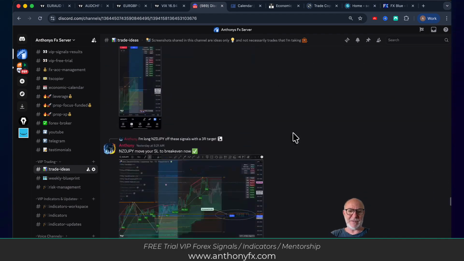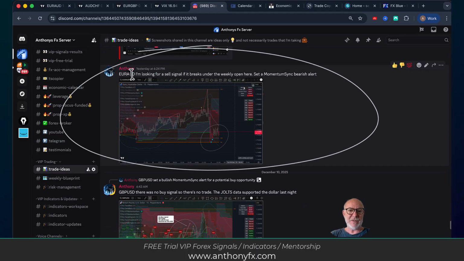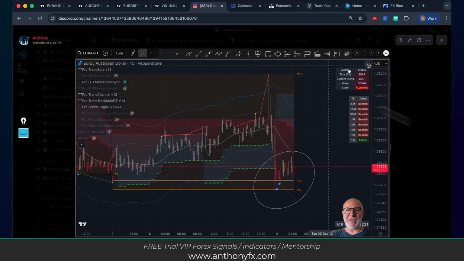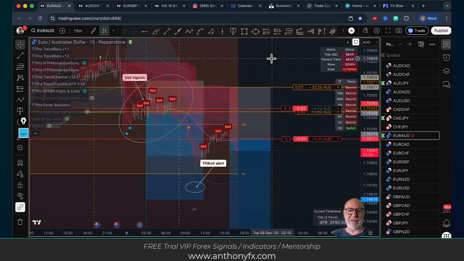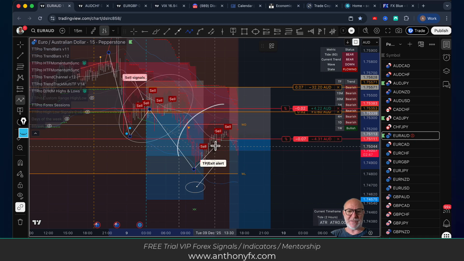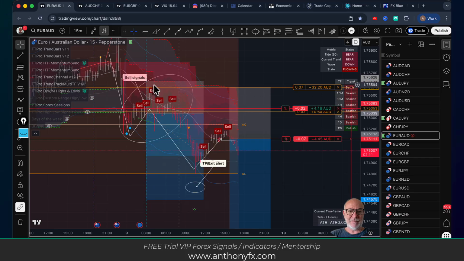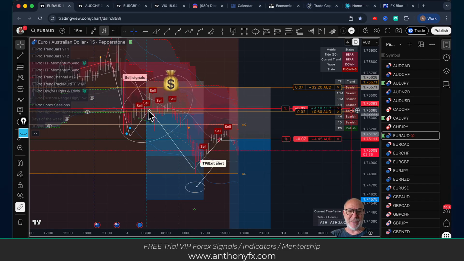Like all of these trade ideas have very specific instructions. Look, Euro Aussie, I'm looking for a sell signal. Set a momentum sync bearish alert. We're looking for that. Sell signal fired, enter the trade. Again, now what I've done is exactly what I've been telling you about. That was the first entry. When it reached this expansion and then retraced, I entered another trade today. And here, I've pulled my stop loss down to break even. You can see it. I've moved this stop loss to break even already.